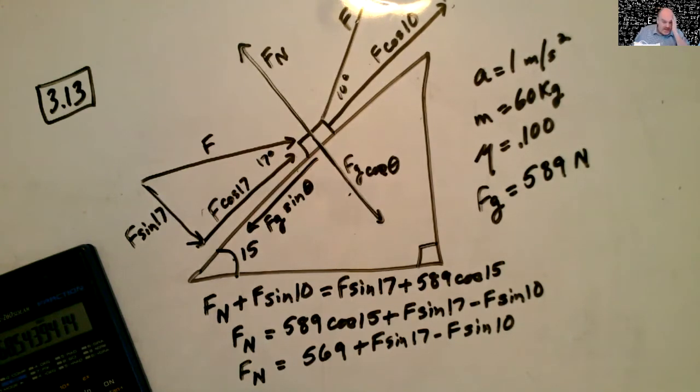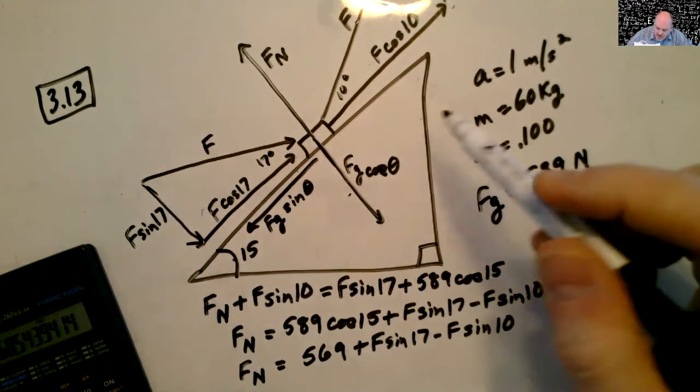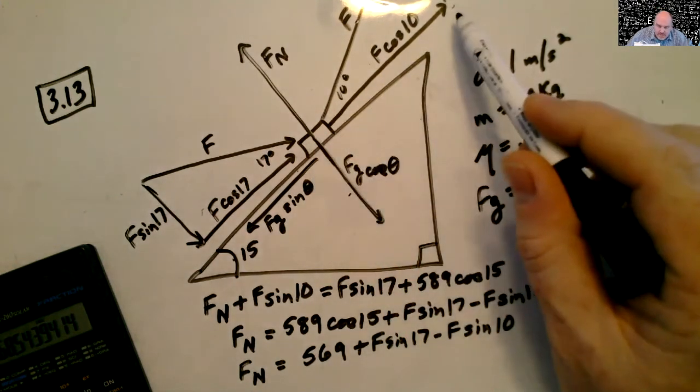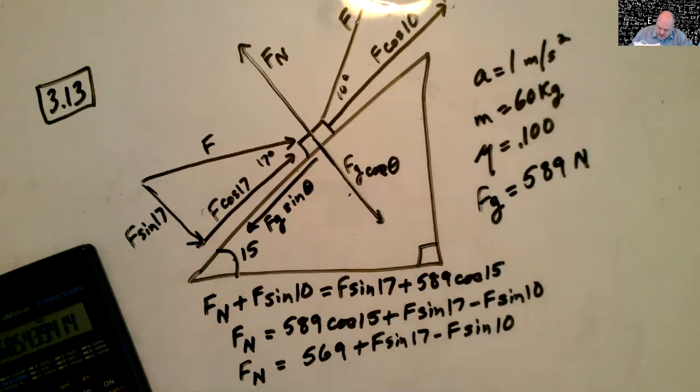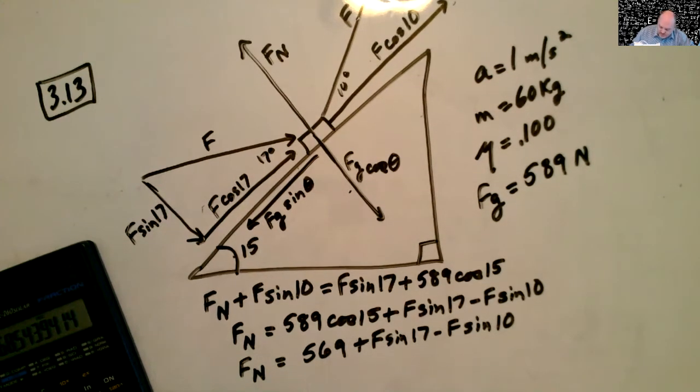Okay, so now I need to do a really nasty, ugly derivation. I know that this is accelerating up, which means that there is some net force. So I'm going to start my derivation with F net equals MA.